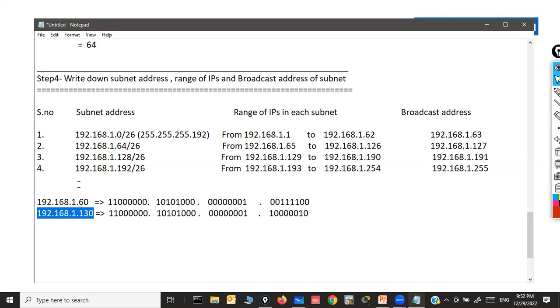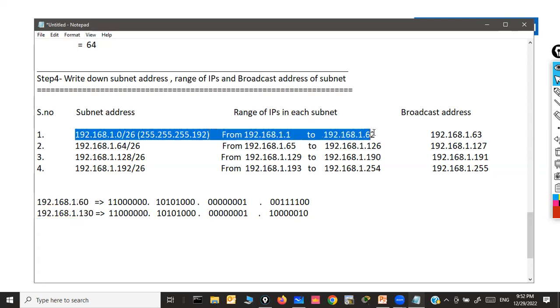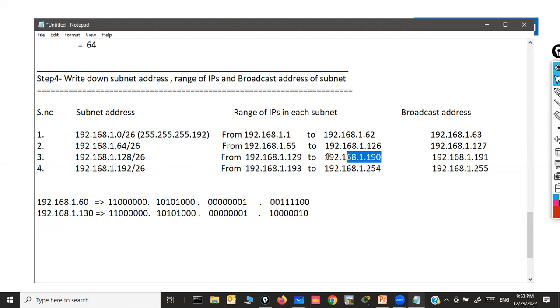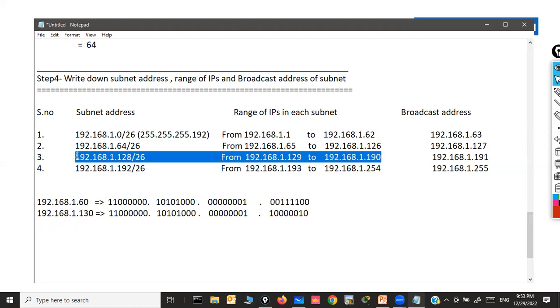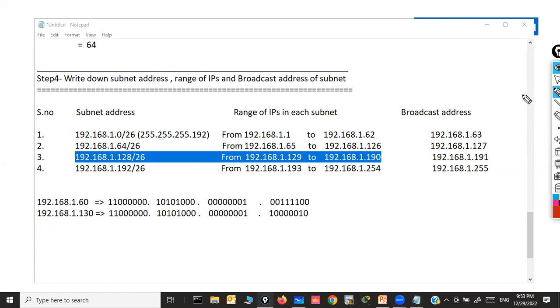So we know like the 60 IP is from this subnet, right? Look at this subnet, 60 IP, right? And 130 will be from this subnet. So will they communicate? No. Why? Because they both are in different subnets. And why different subnets? Because the mask is 26. Initial 26 bits define or represent network bits.